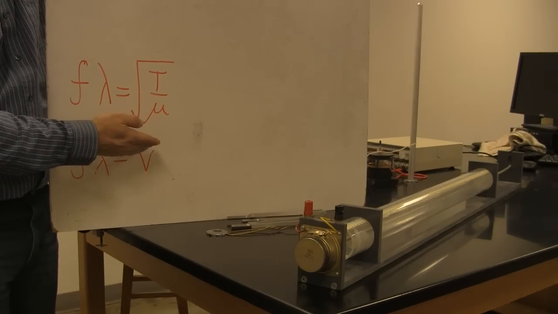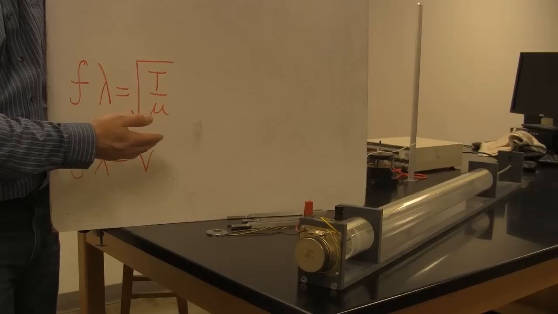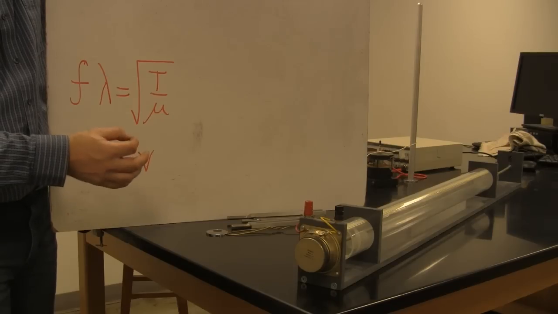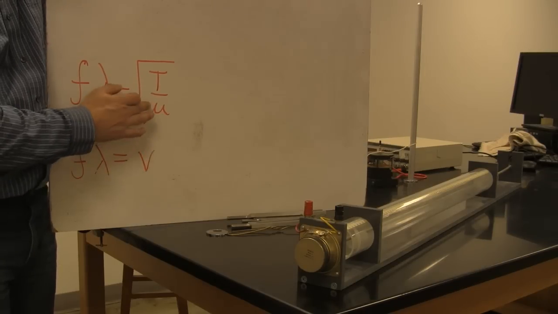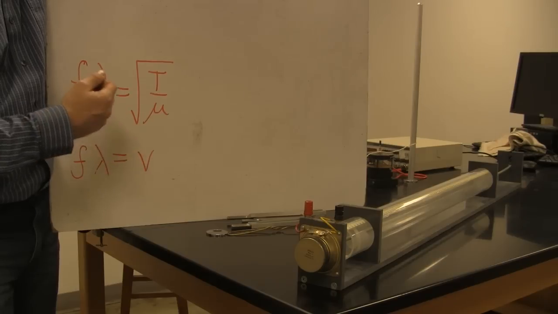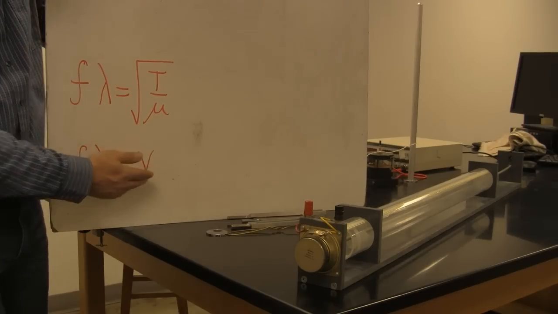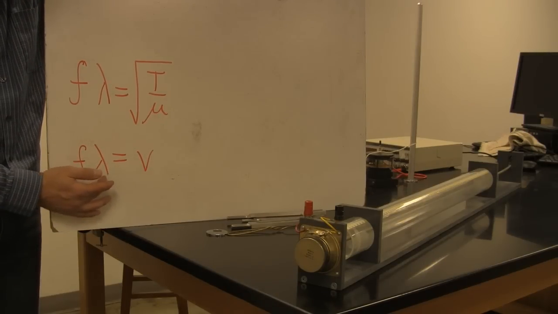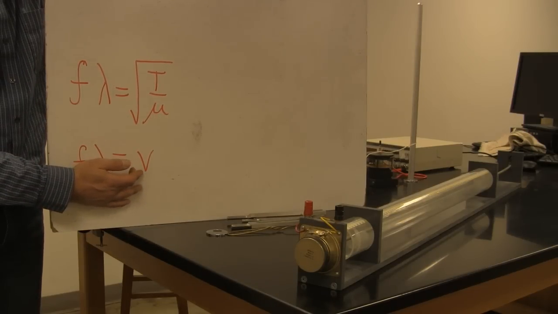Linear density relates to volumic density, rho, in this way. Volumic density is mass divided by volume. Linear density is mass divided by length. Here's another equation. This looks probably more familiar. It says that frequency times wavelength is equal to velocity.